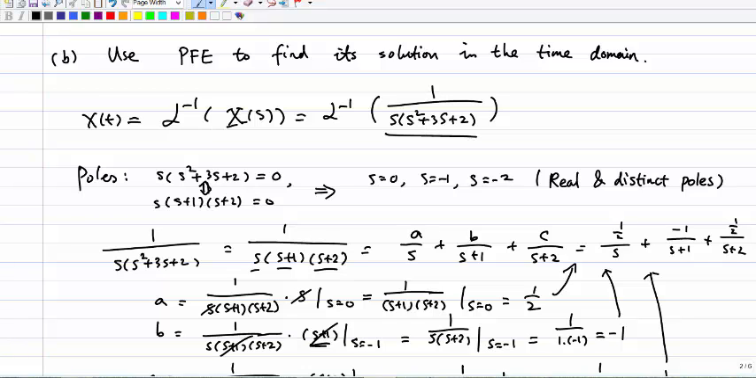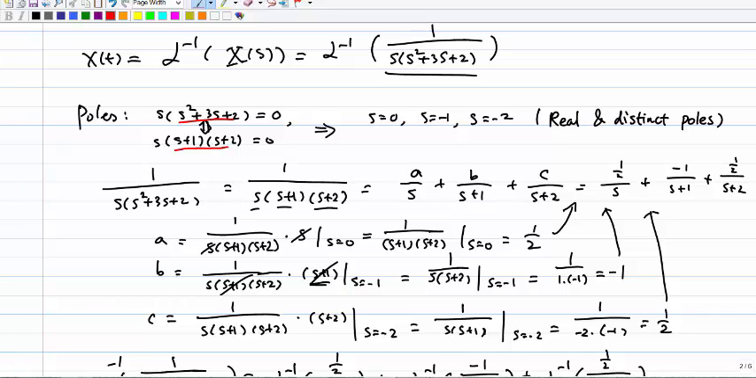To compute the poles, I set the denominator to be 0, which is s times s squared plus 3s plus 2 being 0, and that is equivalent to s times (s plus 1) times (s plus 2). Here I just rewrite this part as a product. So I end up having 3 poles: s is 0, s is -1, s is -2. Fortunately, they are real distinct poles, which makes our life easier. So we follow the previous second question. Because the poles are real and distinct, I can separate them as A over s plus B over s plus 1 plus C over s plus 2. So I have to figure out the A, B, C values here. The computation will be the same.